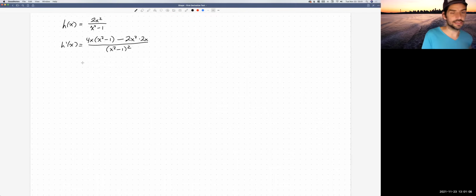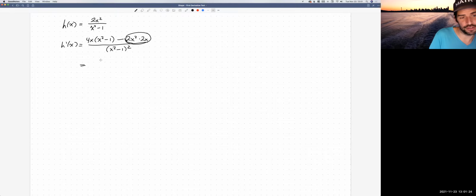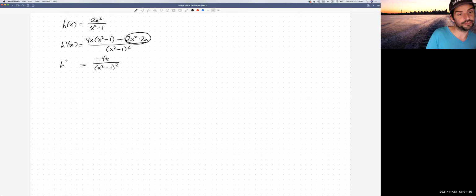This is pretty ugly. Let's fix this up a bit. In the numerator, 4x times x squared is going to be 4x cubed. But then I've also got negative 4x cubed at the end, so those are going to cancel, but then I'll have 4x times negative 1. So all of this ends up being negative 4x over x squared minus 1 squared. Okay, so there is my derivative.